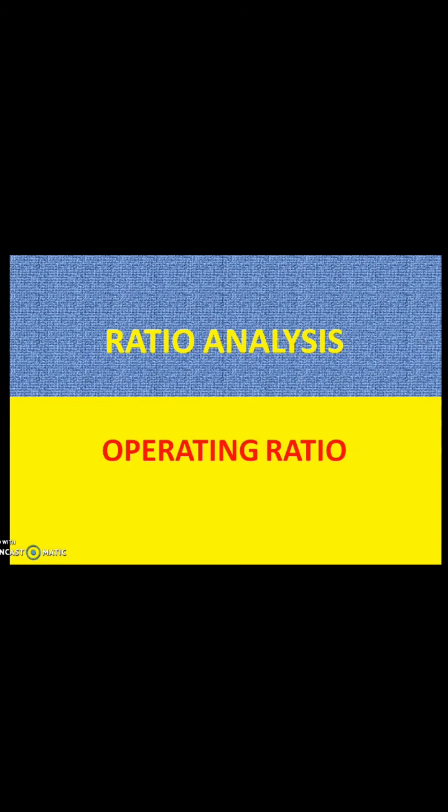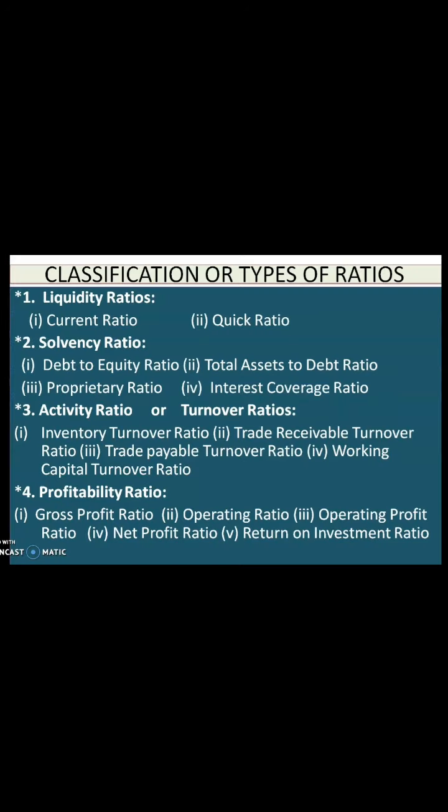Children, the ratio which we are going to discuss today is operating ratio. Let us have a review on the types of ratio first. There are 4 types of ratios: liquidity ratio, solvency ratio, activity ratio and profitability ratio. Presently, we are discussing profitability ratio. We have already learned what is gross profit ratio in our previous class. Today, let us discuss operating ratio.